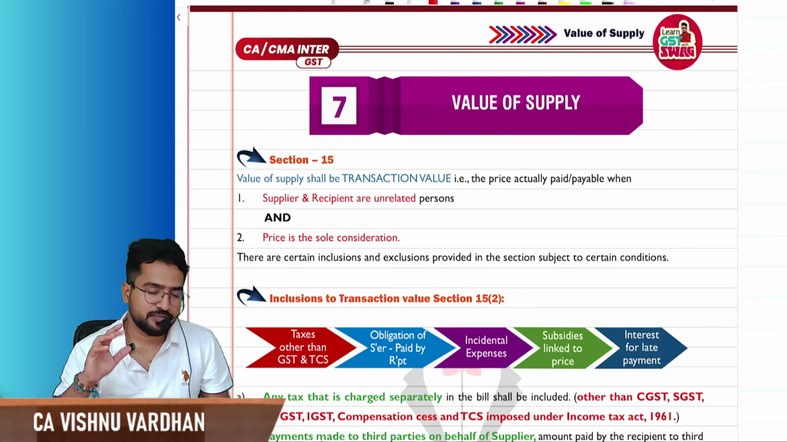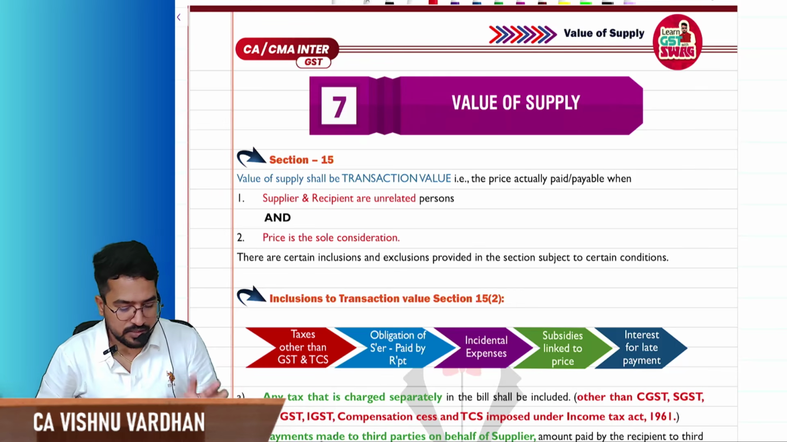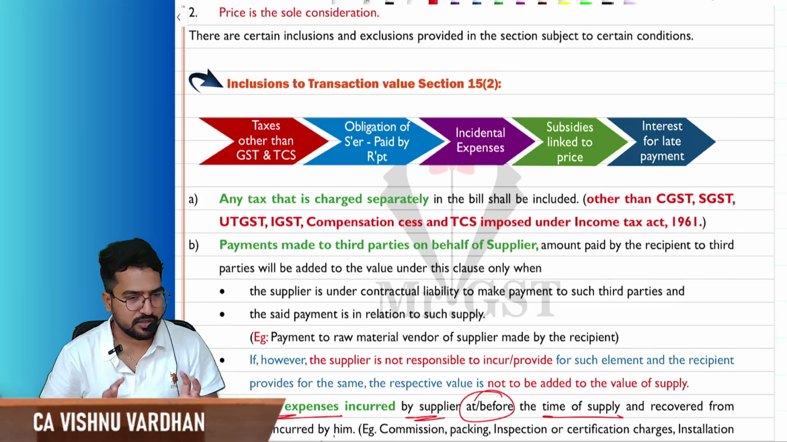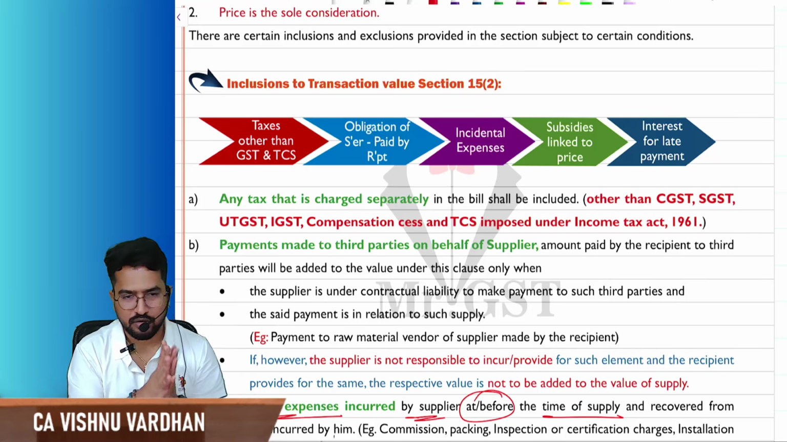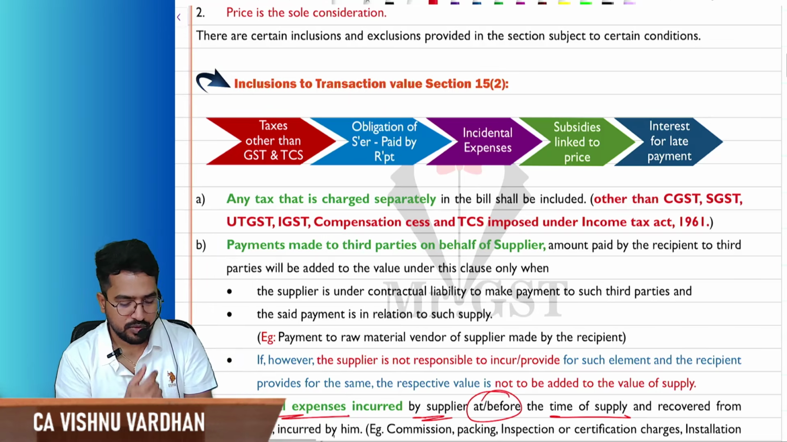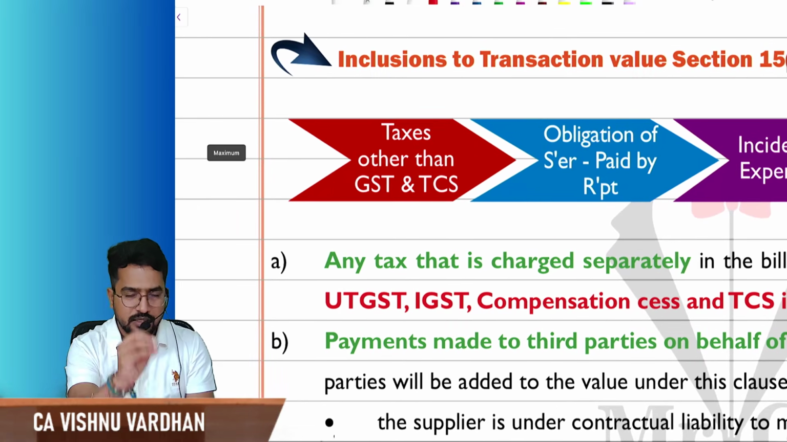Now listen. Coming to the point. The inclusions and exclusions. What are the inclusions? One by one we have elaborate points on it. I'll just explain to you. I cannot give you time to read. Hope you understand. The first inclusion. What is the first inclusion? All the taxes other than GST.